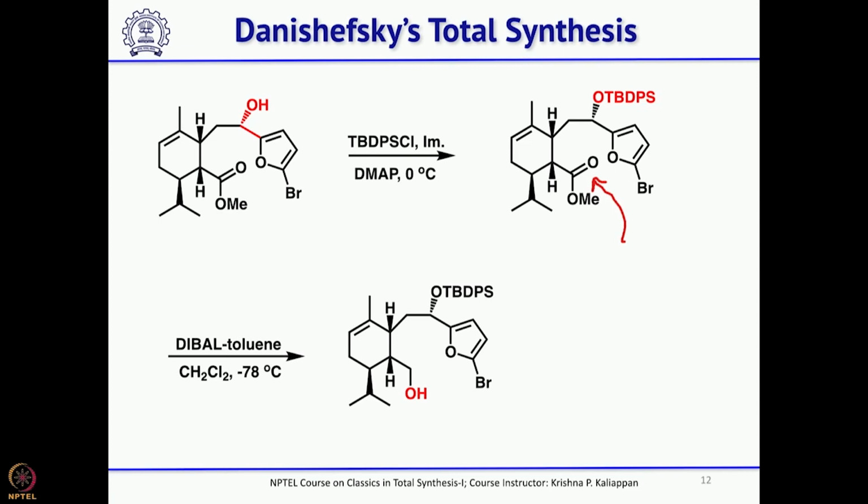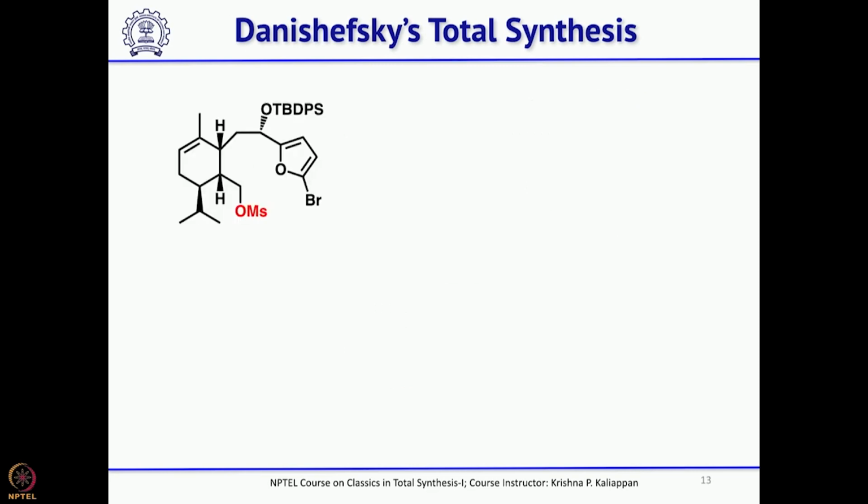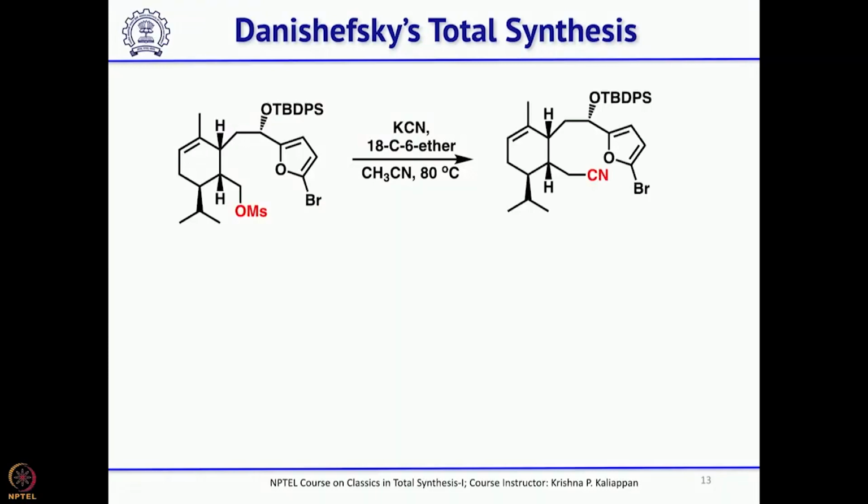Now the primary alcohol can be homologated through mesylation. So first you mesylate the primary alcohol to get the mesylated compound. This upon treatment with potassium cyanide. Okay, this is a good leaving group, mesylate. So now if you treat with potassium cyanide in the presence of 18-crown-6 ether, you get the corresponding cyanide, CH2CN. Okay.